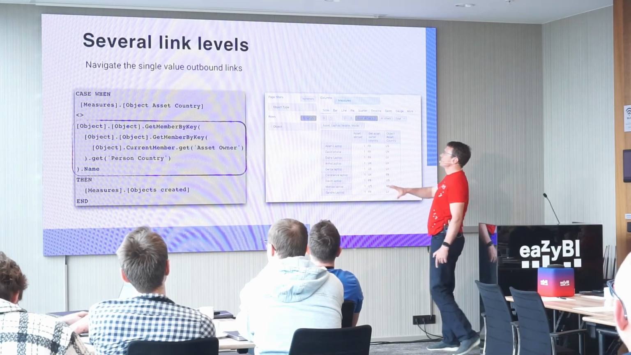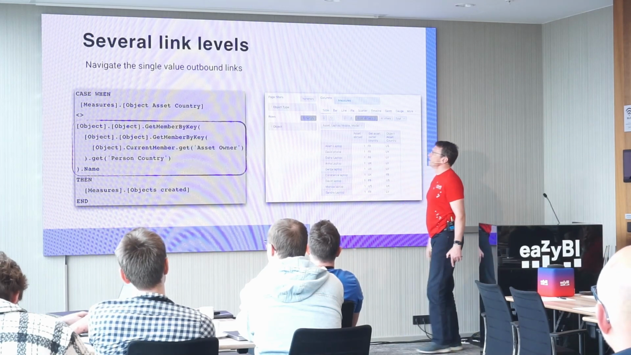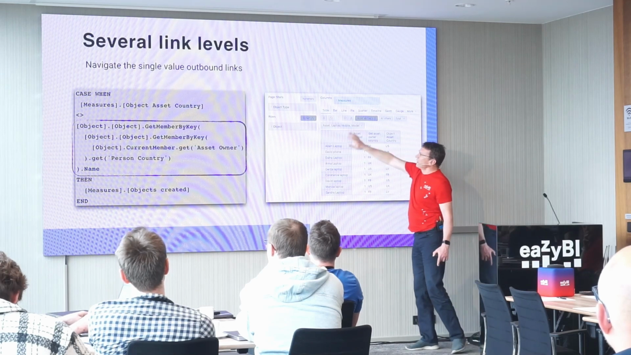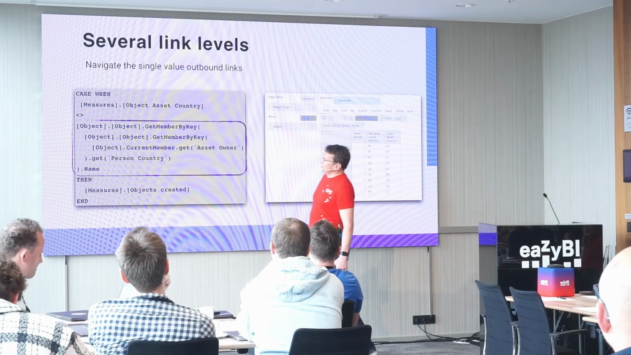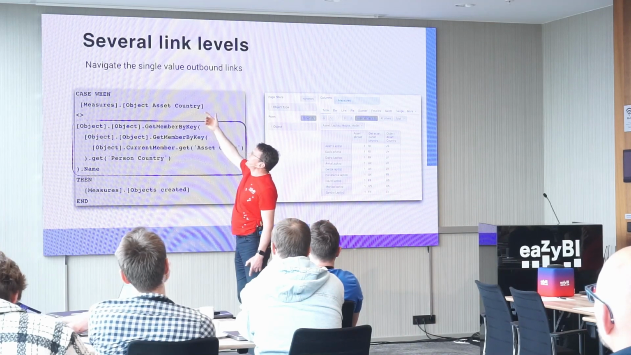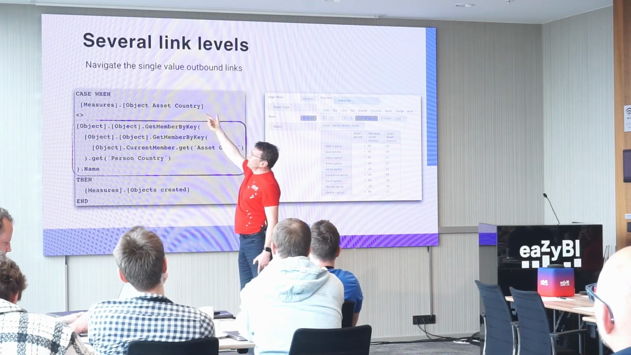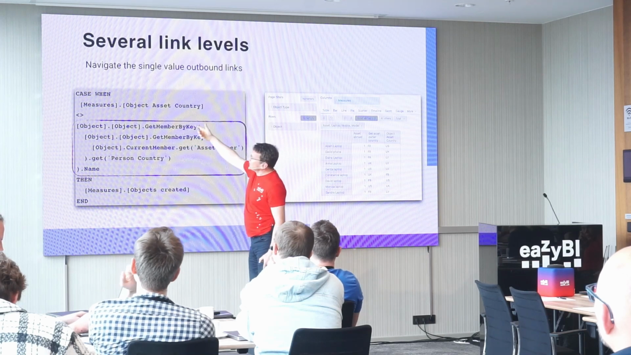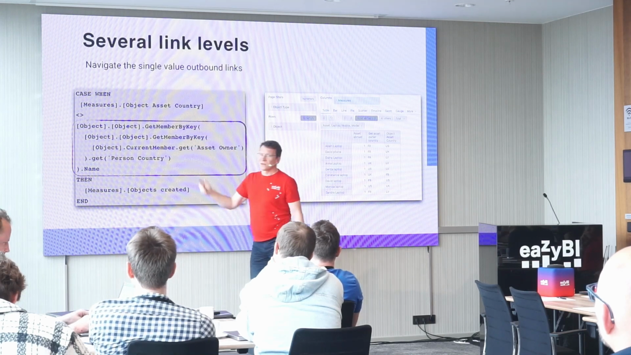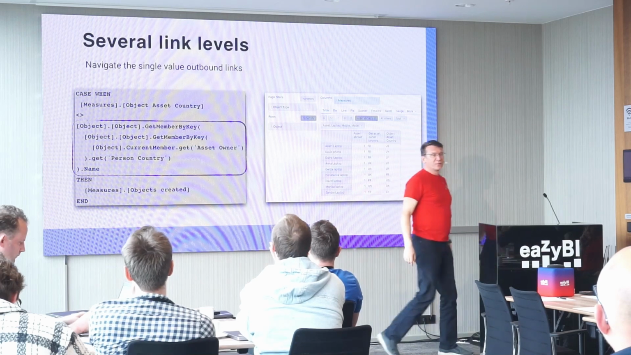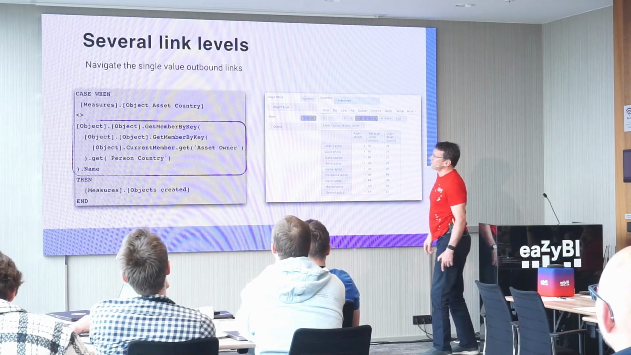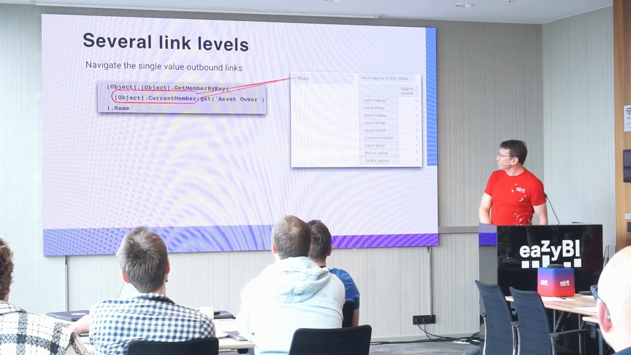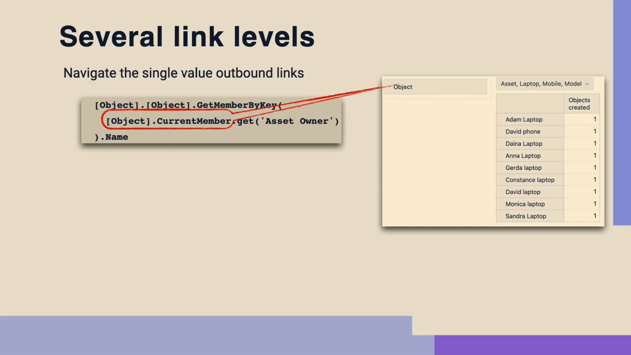This code assumes that we will use the object dimension in the report rows. I filter the relevant object types, and the idea is to compare if the asset country, which is directly linked, is the same as this strange part of code. This part of code, I just prepared in more detail.